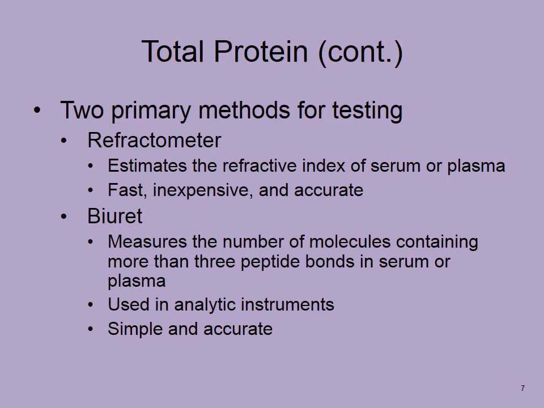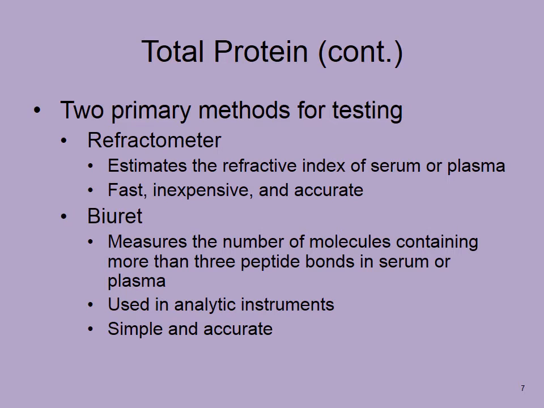There are two primary ways that we test for total protein. The one that's really easy to do in clinic is refractometer, and that estimates the refractive index of the serum or the plasma. You all know how to use these. You've done it in your lab rotation, and you've probably done it in practice. So it's fast, it's inexpensive, it's accurate, it's great. So this is a really great, easy way to test total protein.